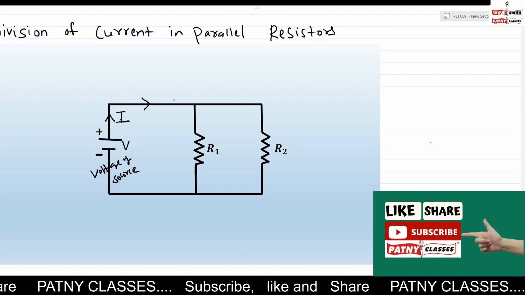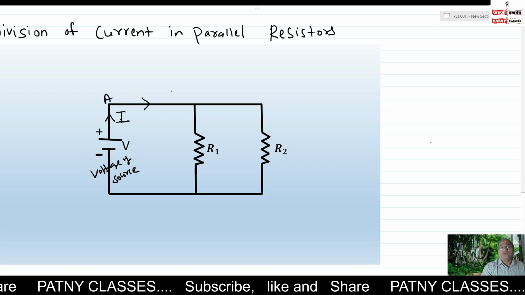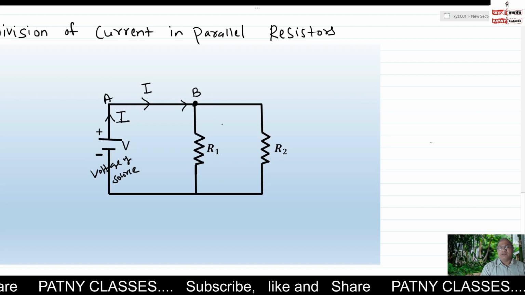current will flow from A to B. So the current I is flowing from A to B. When the current comes to the junction, B is the junction, it divides into 2 parts. Some current will flow through the resistor R1, and the remaining amount of the current will flow through the resistor R2.